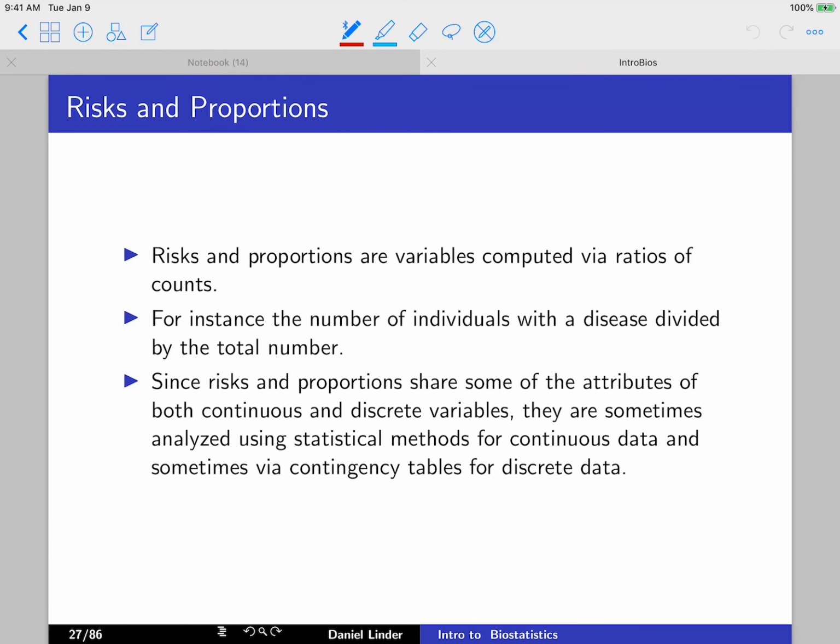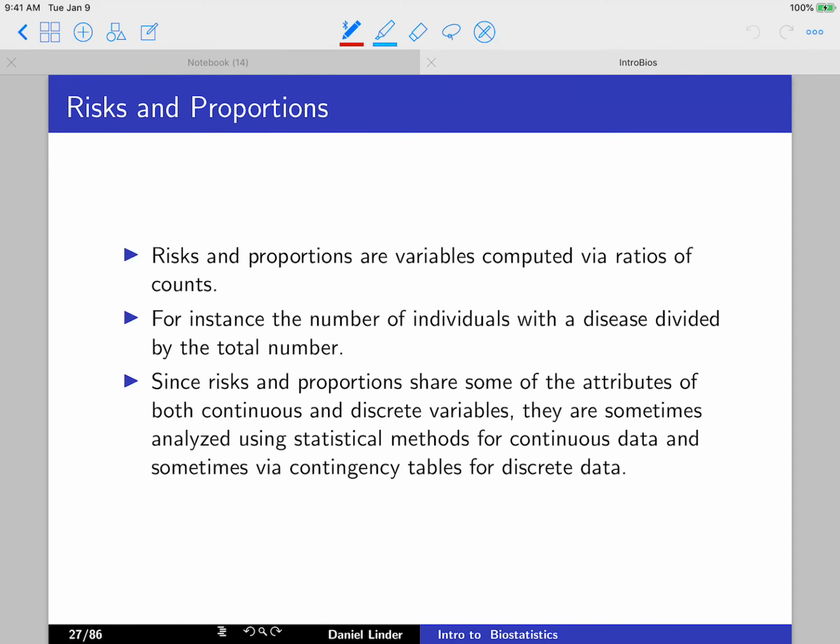So another type of variable in data that we're going to be looking at are these so-called risks and proportions. You've probably looked at what risks and proportions are in some of the last EPI slides or EPI lectures, and they're a common way to look at probability, how probable is a particular event in a population. So incidence, prevalence, and measures such as that.